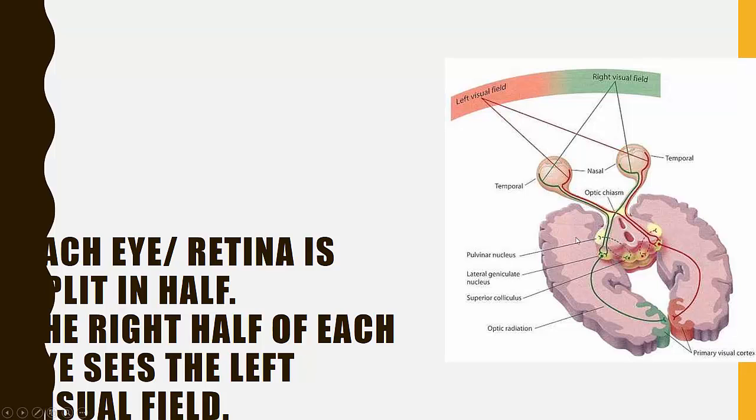Left half of each eye goes to the left side of the brain. And then the right half of each eye goes to the right side of the brain. That's so easy. Left goes left, right goes right. But then we have to remember that we see things upside down and backwards. So the left half of each eye sees the right visual field. There it is in green. And then the right half of each eye sees the left visual field. Okay, so left goes left but sees right. Right goes right but sees left.